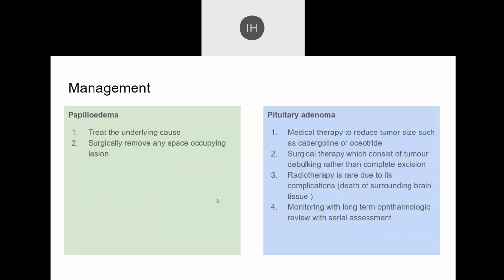Okay. For the management of papilloedema, we need to treat the underlying cause and surgically remove any lesion if there is a space occupying lesion. For pituitary adenoma, in this presentation, the cause is the pituitary adenoma. So in pituitary adenoma, we use medical therapy to reduce tumor size, such as cabergoline or octreotide.